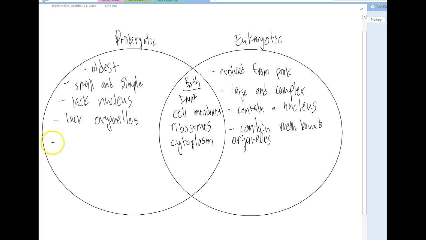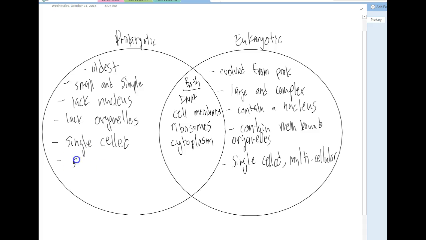These guys are single-celled. Now, eukaryotic cells can be single-celled, like amoebas or paramecium and all protozoa. But they can also be multicellular. So you and I are composed of eukaryotic cells.